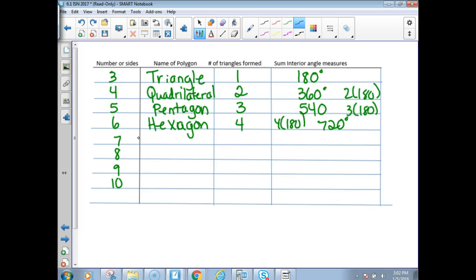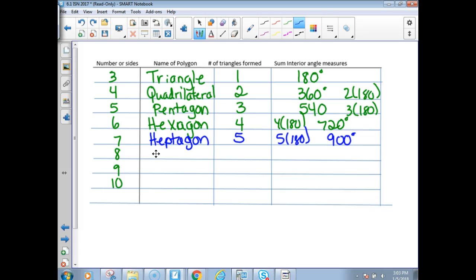Hey, remember the name for 7? Yes, say that louder. Heptagon. The number of triangles formed is 5. 5 times 180 is the sum of its interior angles, which is 900 degrees.